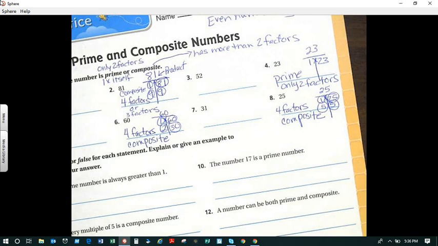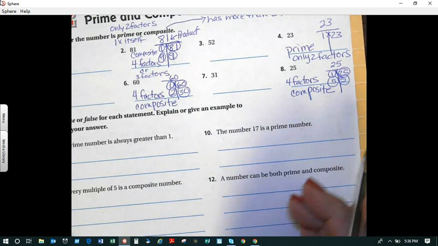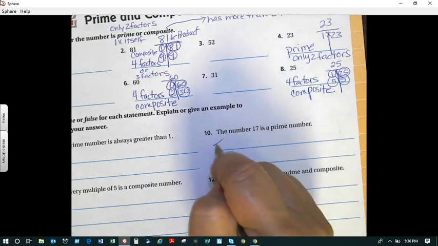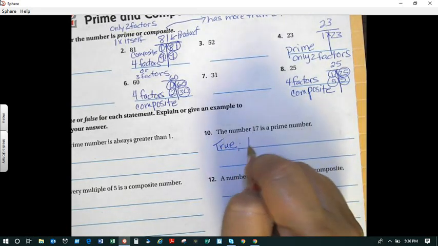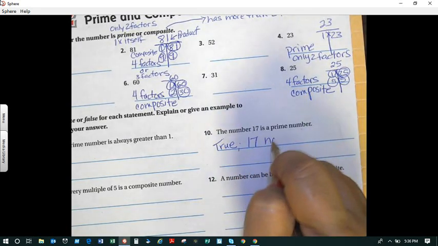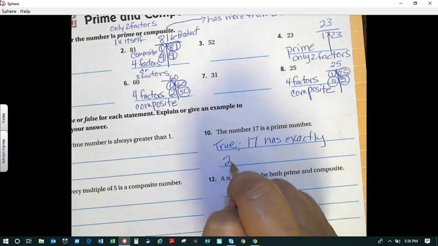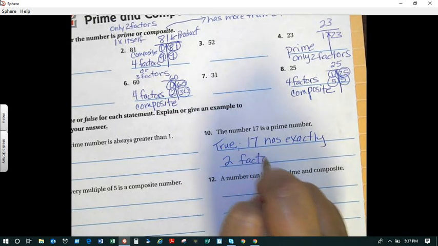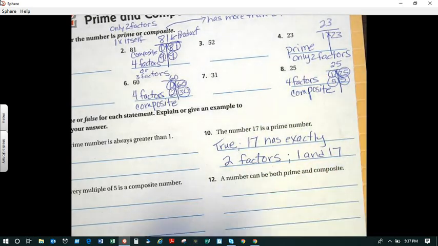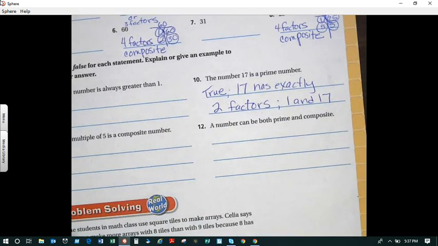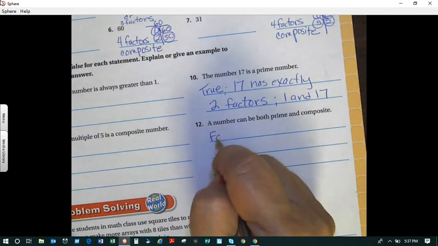All right, let's look at number 10. The number 17 is a prime number. True or false? This is true. And why is it true? 17 has exactly 2 factors, and those factors are 1 and 17. Okay? Number 12. A number can be both prime and composite. True or false? False. One or the other.